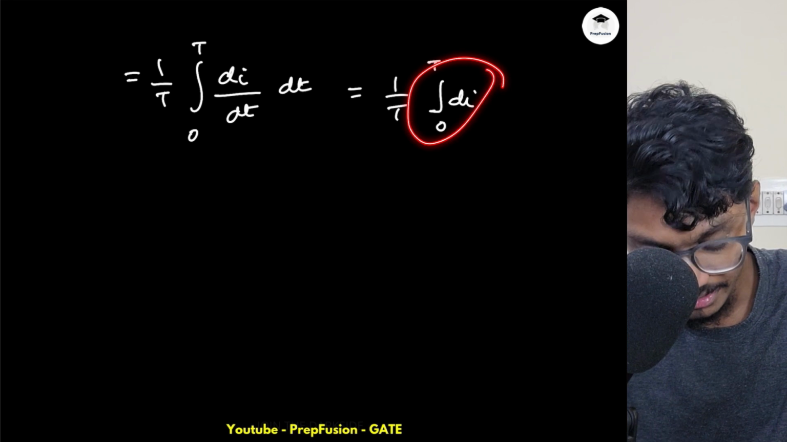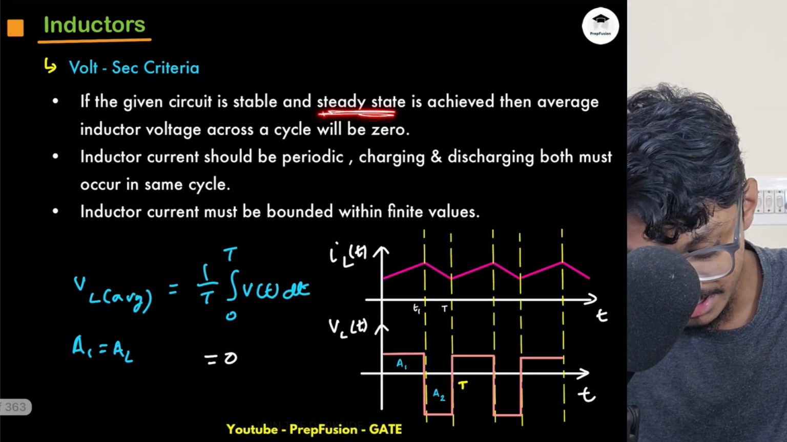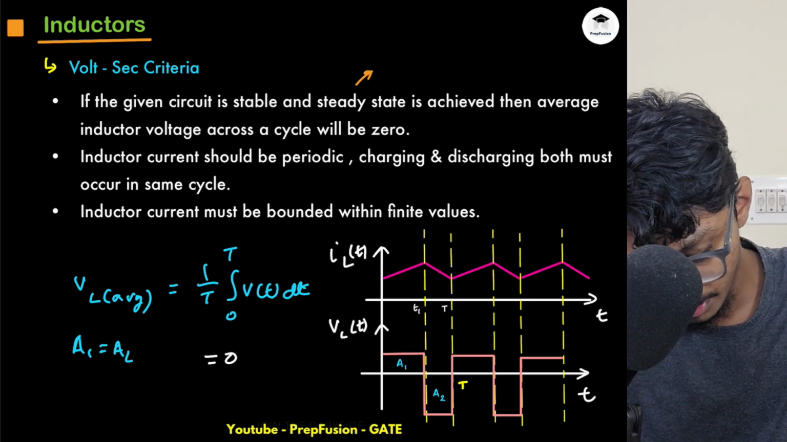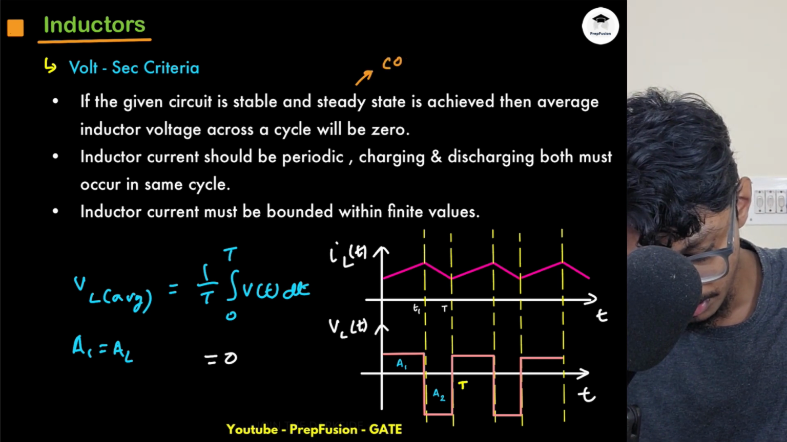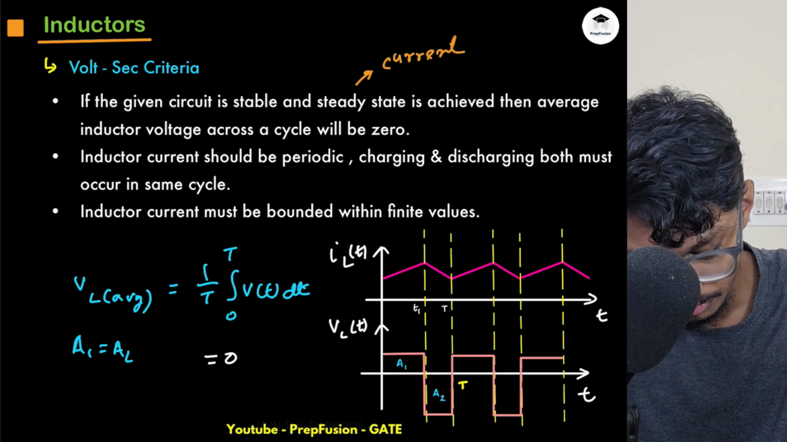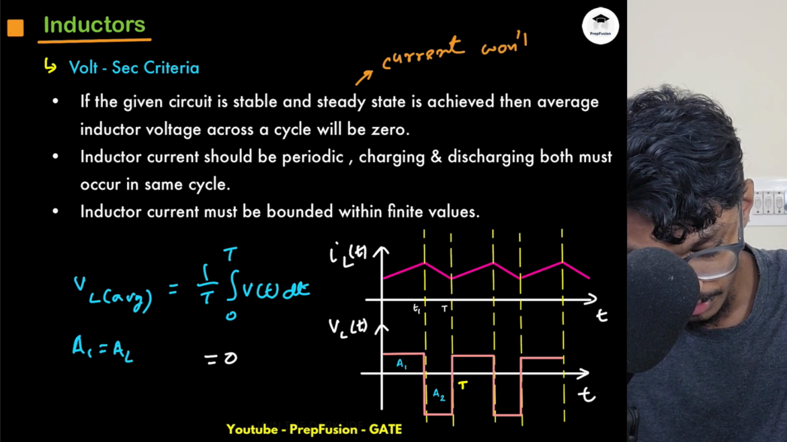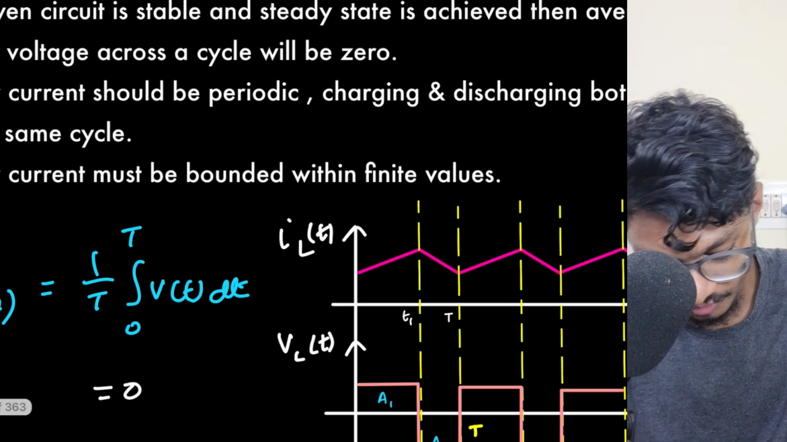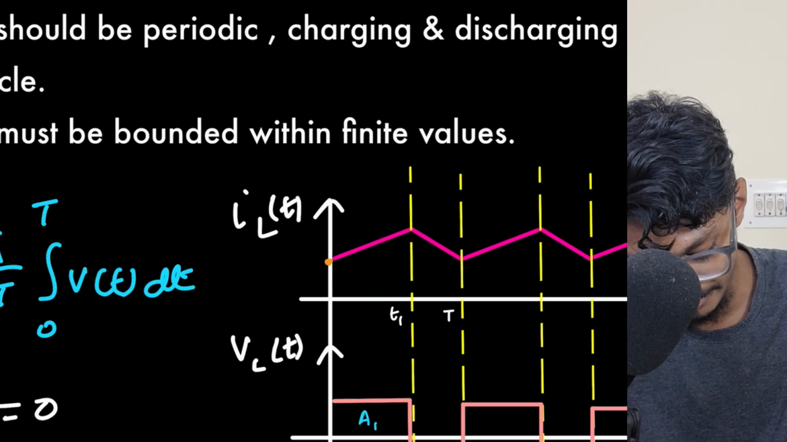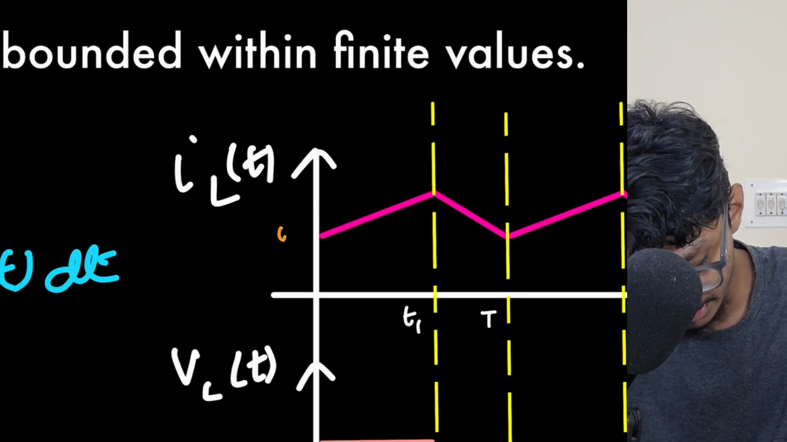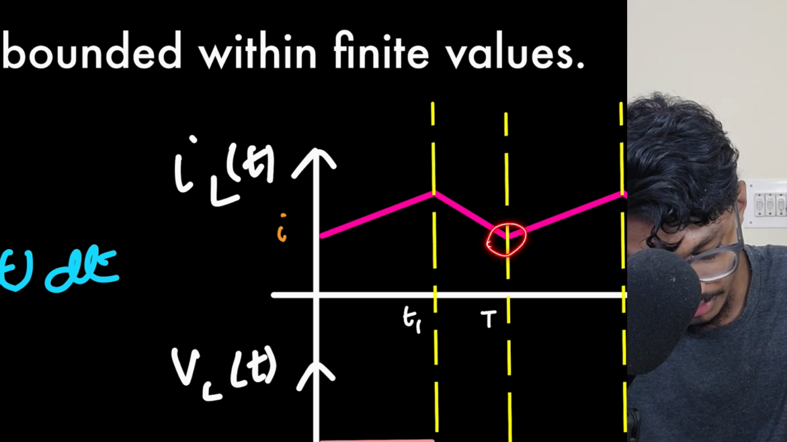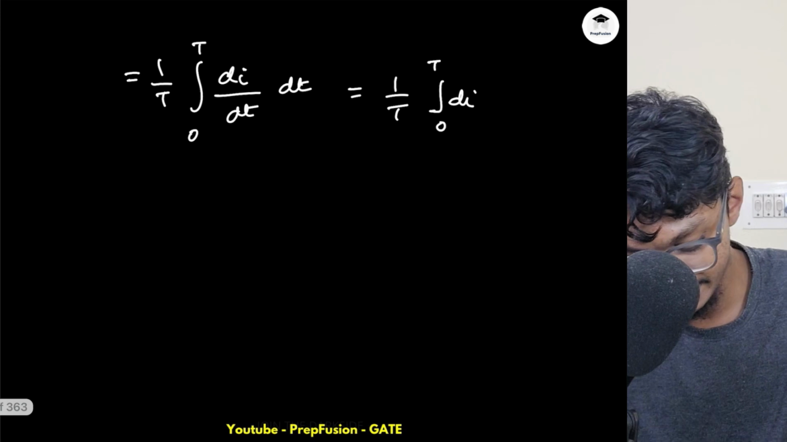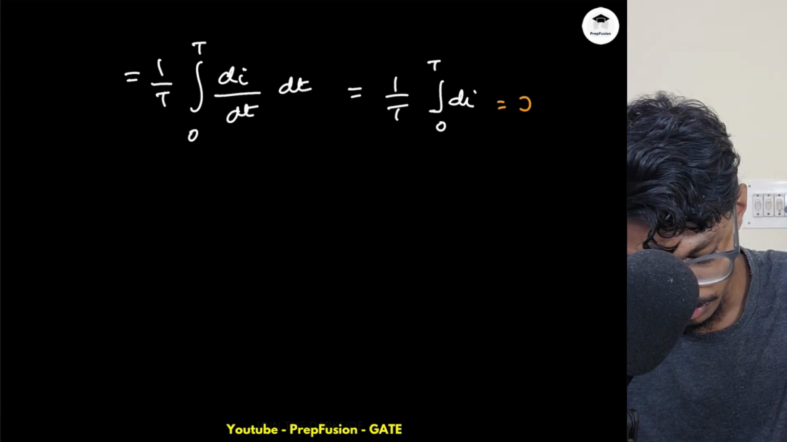And over a cycle, I have told you that the inductor has reached steady state. What does steady state mean? Steady state means current will be constant, or current won't change, right? That is what basically steady state means. Then only I can make the voltage 0. So here, if you're observing, I'm starting from some I value, then again I'm coming back to this I value. So the di is 0. As the di is 0, hence this will be equal to 0.